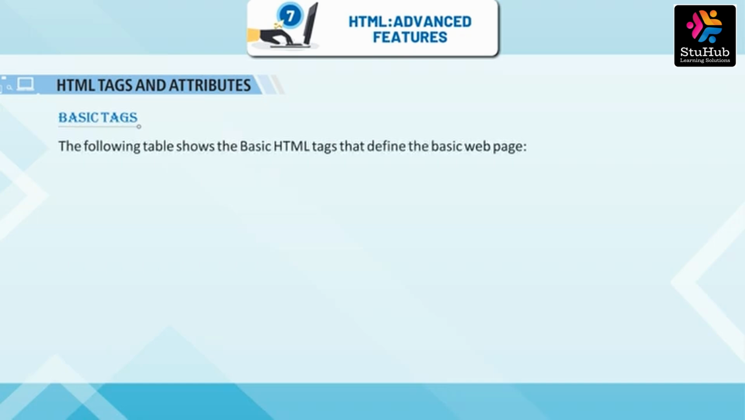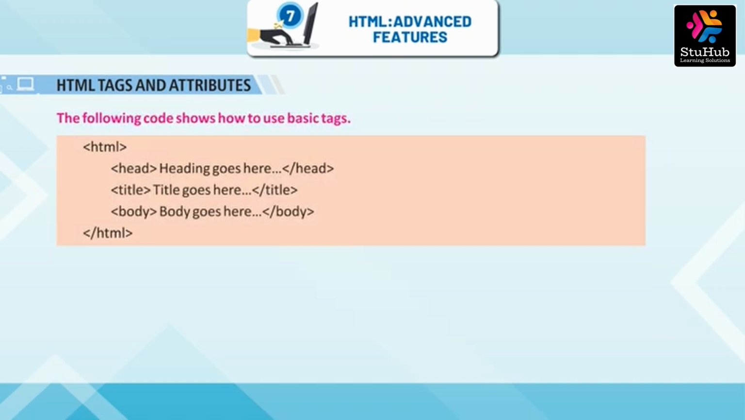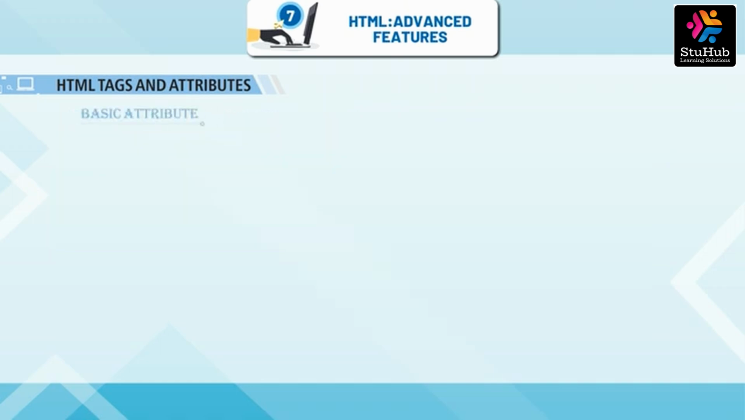Basic tags. The following table shows the basic HTML tags that define the basic web page. Tag description. The HTML tag, close HTML tag, specifies the document as a web page. Open head tag, close head tag, specifies the descriptive information about the web document. Open title tag, close title tag, specifies the title of the web page. Open body tag, close body tag, specifies the body of a web document. The following code shows how to use basic tags.